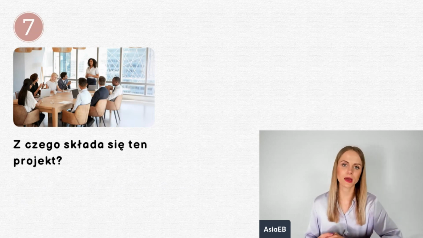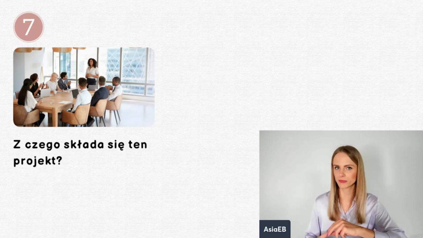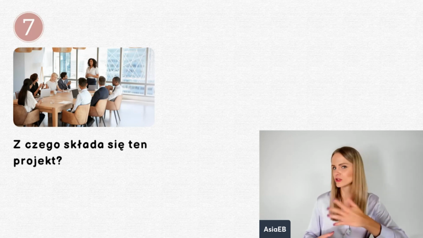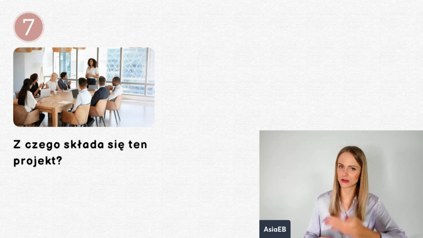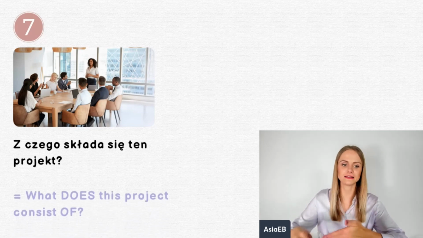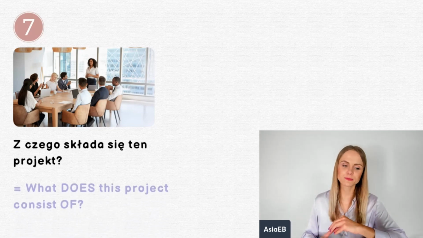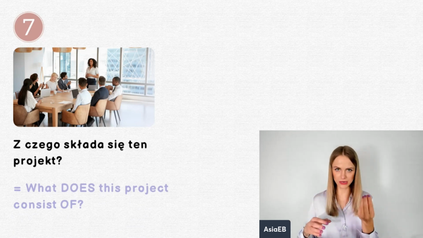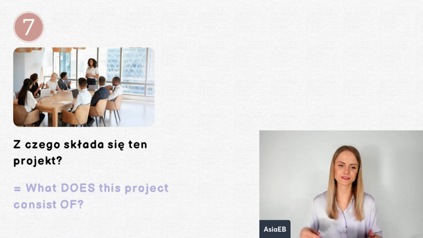Number 7. What about this one? Firstly, you can think about the collocation składać się z. I will give you a tip: consist of, and now try to create a question. Generally, so present simple, right? And what does this project consist of?